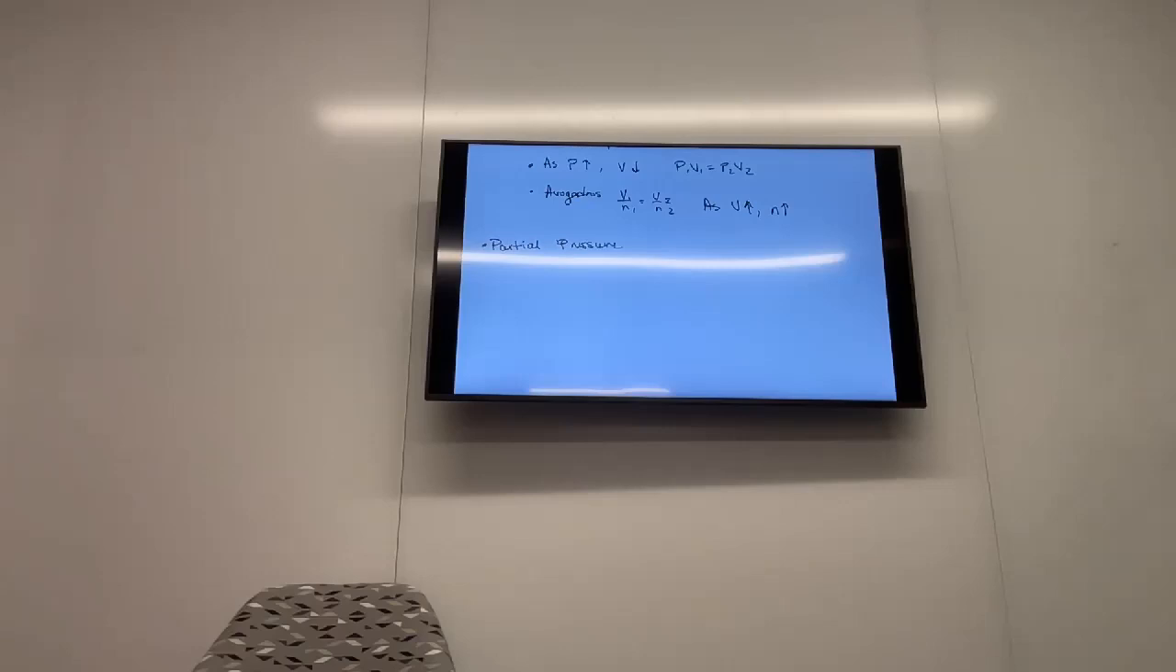Awesome. This is P1 over P total is equal to N1 over N total. And what else is this equal to? Anyone got an idea? Interesting. This is called your mole fraction.